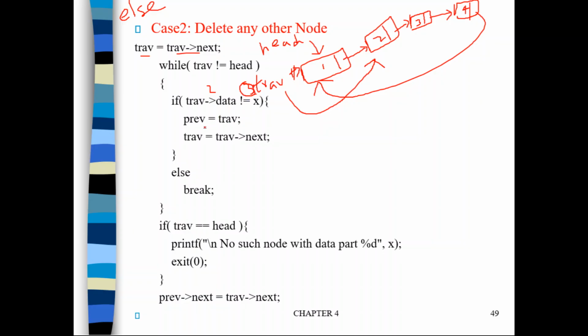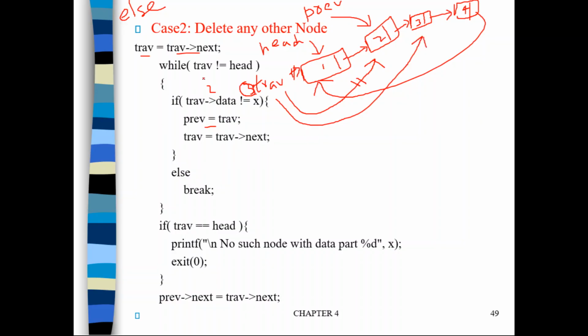Previous equal to traverse, and traverse equal to traverse arrow next. So we maintain another pointer previous. Previous will now point to where traverse is pointing, the second node. So previous will point here. Then traverse is equal to traverse arrow next, so traverse no longer points here. Now traverse will point to the third node.